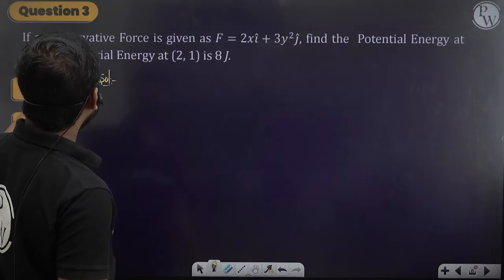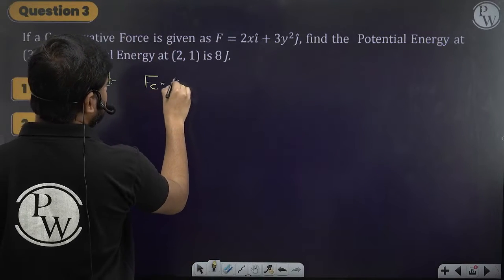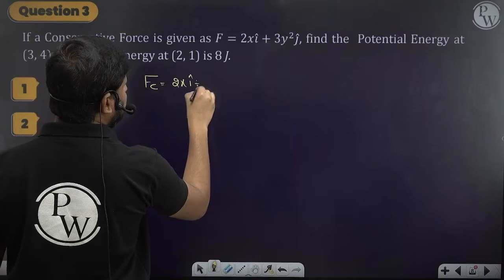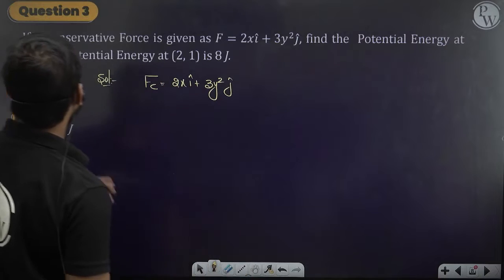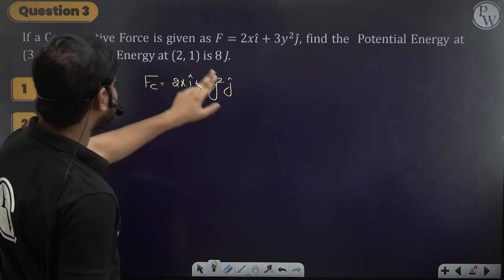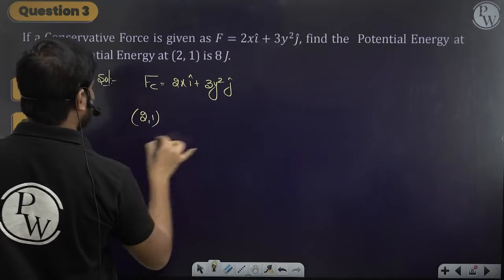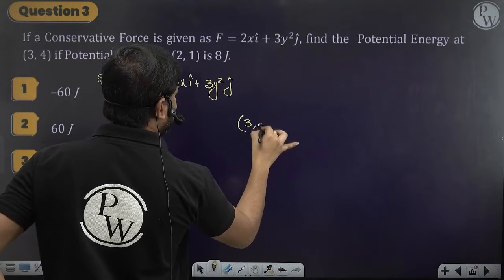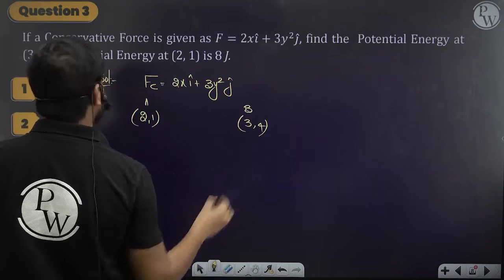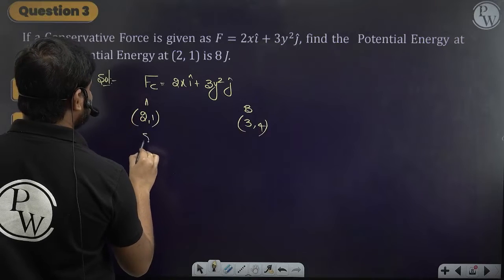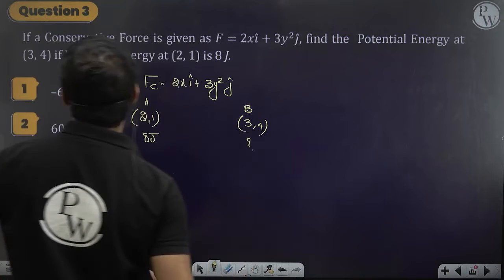See here, a conservative force Fc is given, which is 2x i cap plus 3y square j cap. Find the potential energy at (3, 4) if the potential energy at (2, 1) is 8 joules. Here is the point (2, 1) and here is the point (3, 4). Let it be point A and point B. Initially the potential energy at point A is 8 joules. We have to find the potential energy at B.